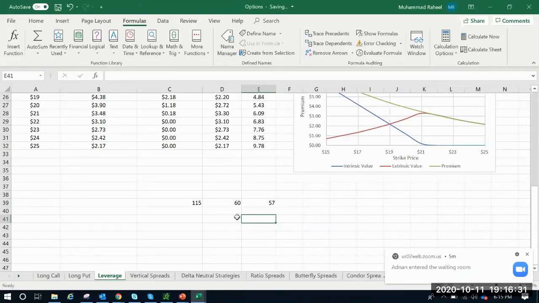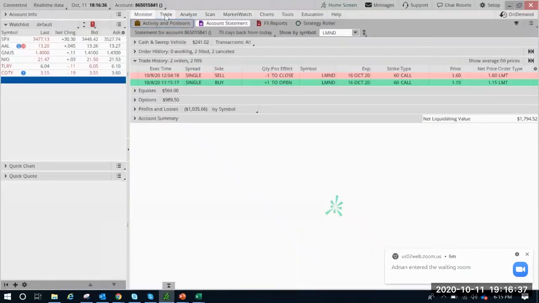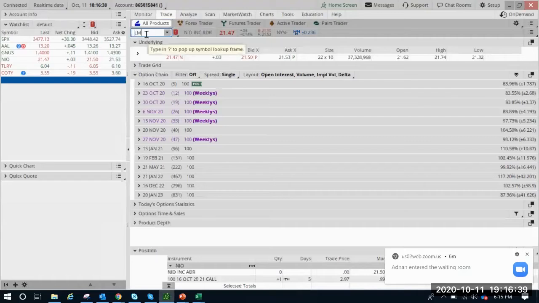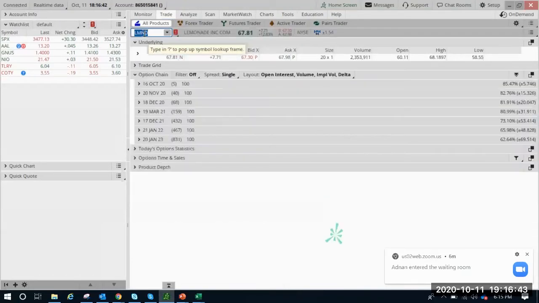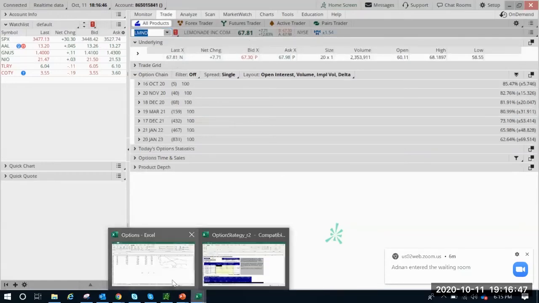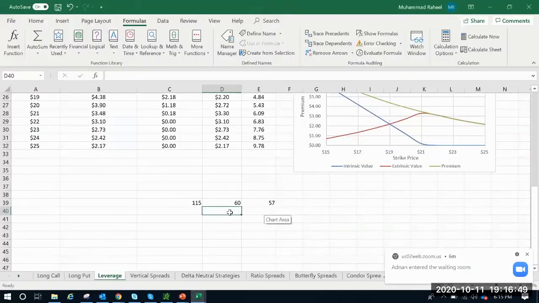And guess what? I wish I had held it till Friday, the 2 days, because if you go to Lemonade and look at Lemonade's closing price, this is a good example to show you the leverage, the power of options. Lemonade actually crosses 67.81. So if I had kept it, and I will be honest with you, I didn't keep it that long, if I had kept it to 67.81 and my strike was 60, I would make 7.81 per share.